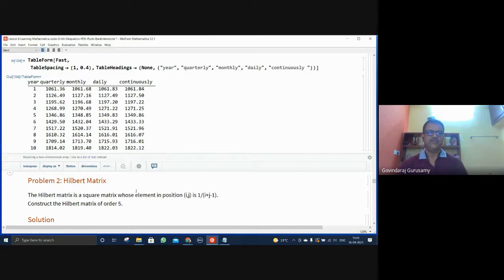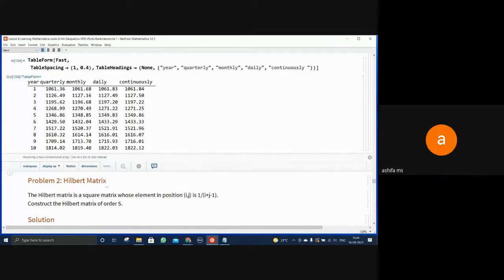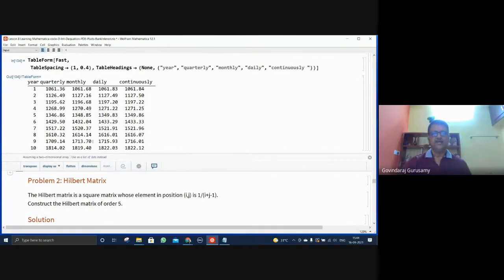So, what do you prefer? Which is highest now? For a 10 years period, the highest is? For continuous. See, from daily to continuous, you see the difference. About 9 cents only is different. So you can see how this works.